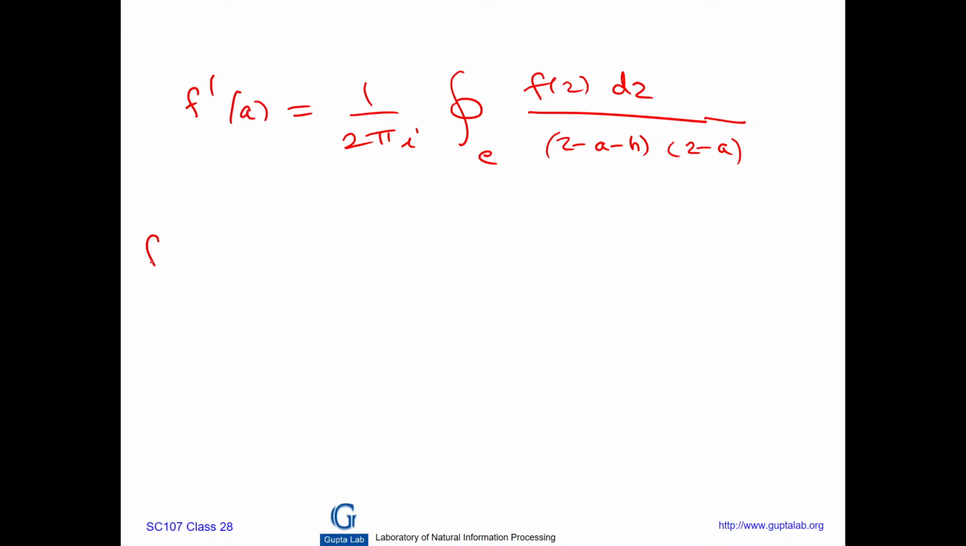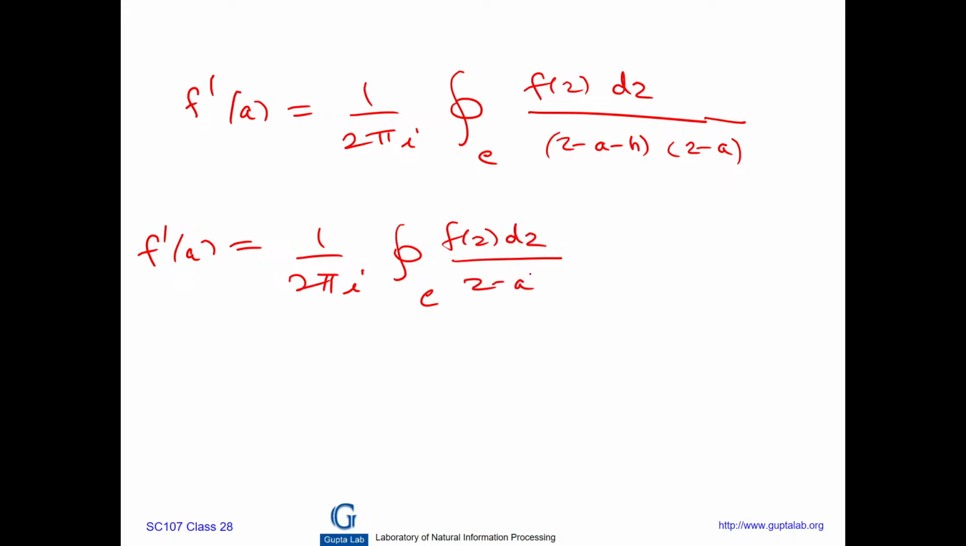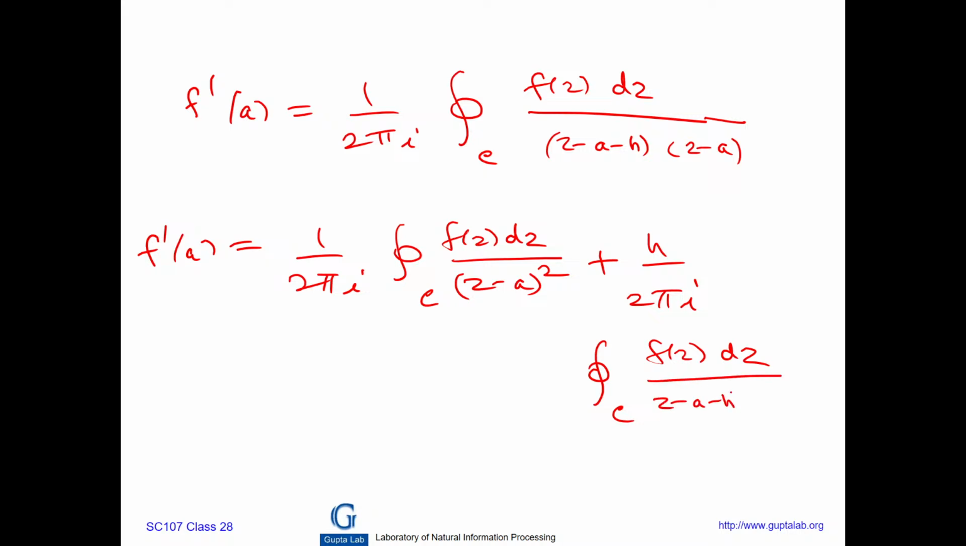Actually you can show that f dash of a is equal to 1 over 2 pi i integration along c f of z dz divided by z minus a whole square, plus h divided by 2 pi i integration along c f of z dz divided by z minus a minus h times z minus a whole square. This is a rearrangement of terms which I think you can verify. I am not going to do that.